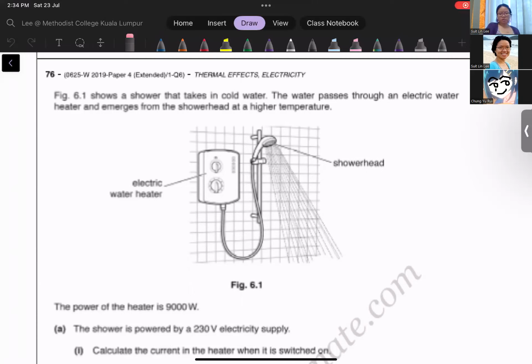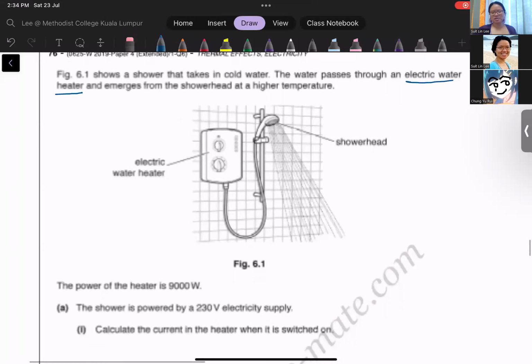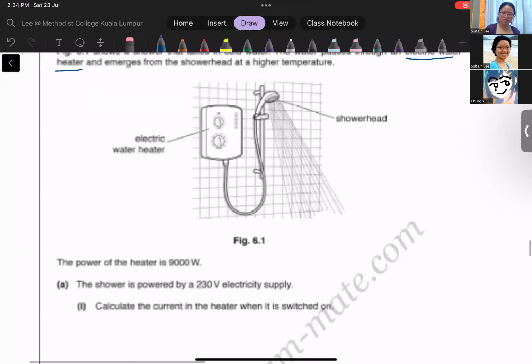Okay, let's go. So figure 6.1 shows a shower that takes in cold water and the water passes through an electric water heater. So I think all of us have this in our house, right? Unless your house is very fancy, with whole-house hot water. Okay, like my house only has hot water at the shower. And if I turn it on, and if the pump is working and the water pressure is enough. Anyway, so this is the electric water heater, okay? And it says that the power of the heater is 900 watt.